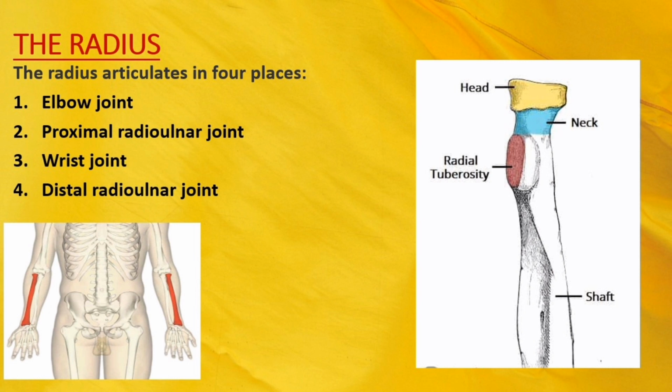The radius articulates in 4 places. Elbow joint, partly formed by an articulation between the head of the radius and the capitulum of the humerus. Proximal radio-ulnar joint, an articulation between the radial head and the radial notch of the ulna. Wrist joint, an articulation between the distal end of the radius and the carpal bones. Distal radio-ulnar joint, an articulation between the ulnar notch and the head of the ulna.